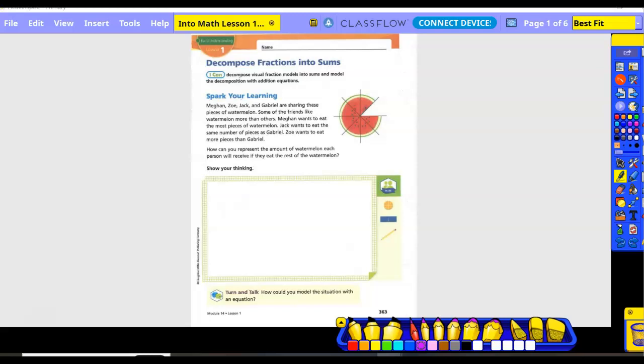So first, who wants to eat the most? Let's list that. Megan, right? Okay. Then Jack wants to eat the same number of pieces as Gabriel. Zoe wants to eat more pieces than Gabriel. So who would be next? Zoe. Okay. And then who would be next? Jack and Gabriel, right? And they want the same amount.